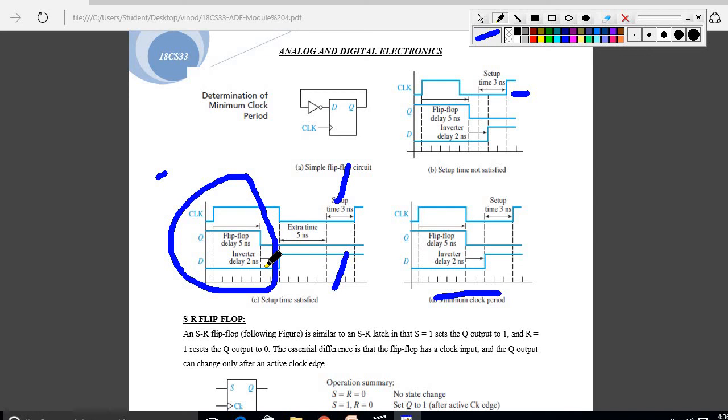But in the B position, the setup time will not be satisfied because of the overlapping of the extra time. So for the next minimum clock period, from one clock pulse you get one output, and for another clock pulse you get one more output for the combination. So that depends on the minimum clock period. This is exactly the determination of minimum clock period.